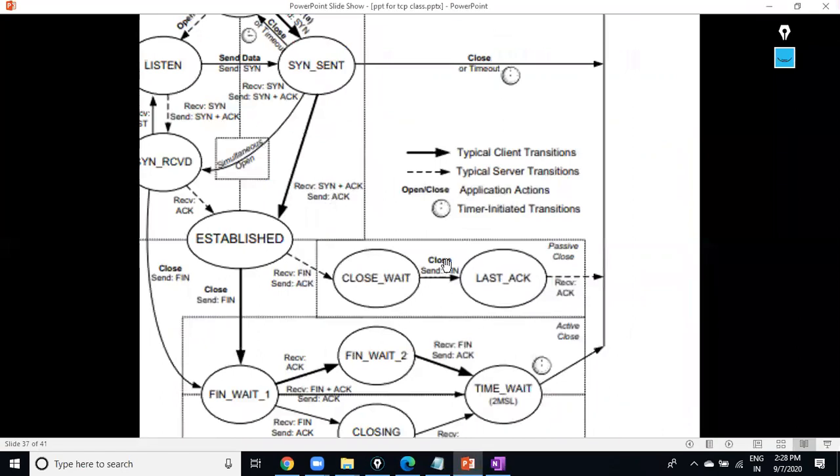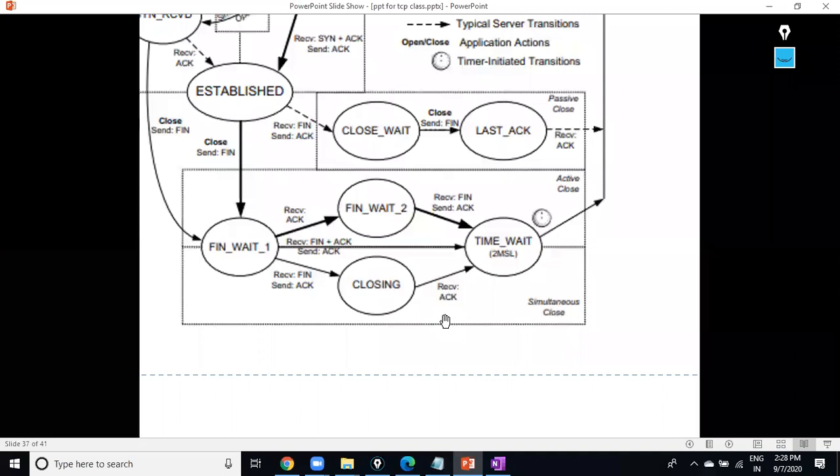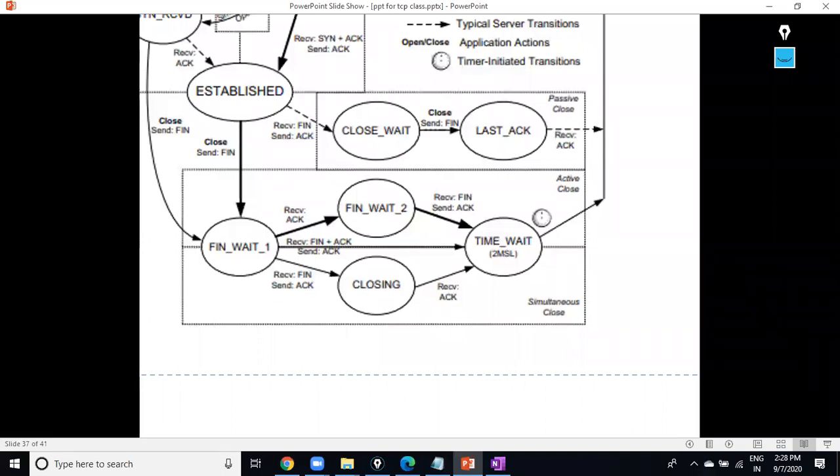Now this is very important from an interview perspective. It's like a little boring. Yes, I can understand that. But yes, from an interview perspective, if you are applying for some higher positions, or maybe in security.